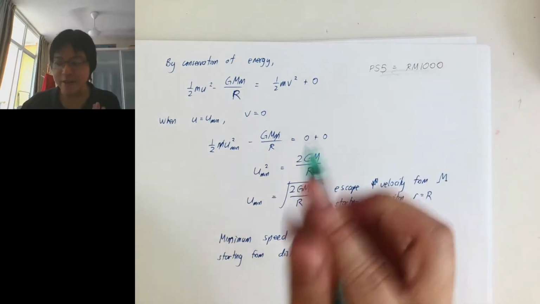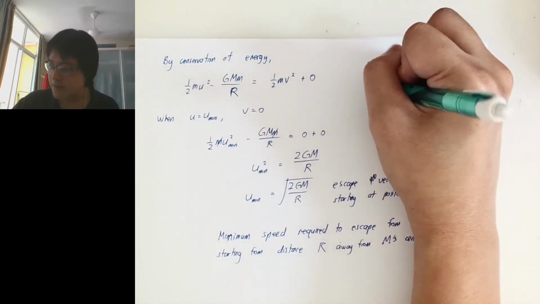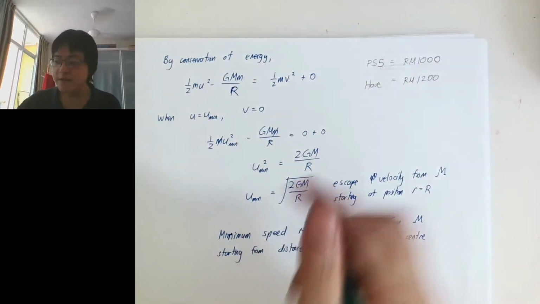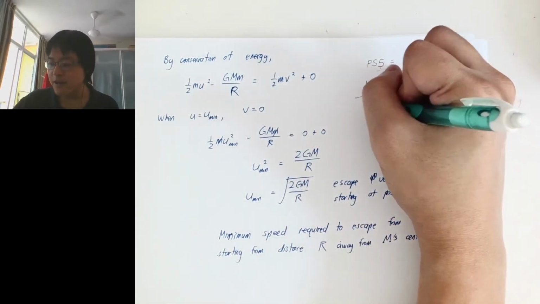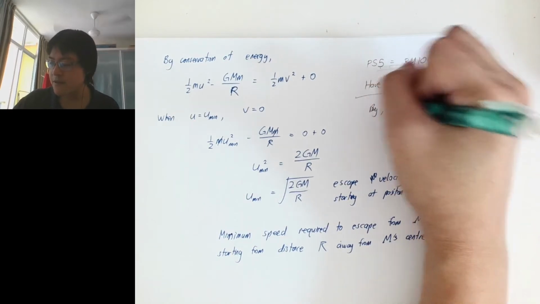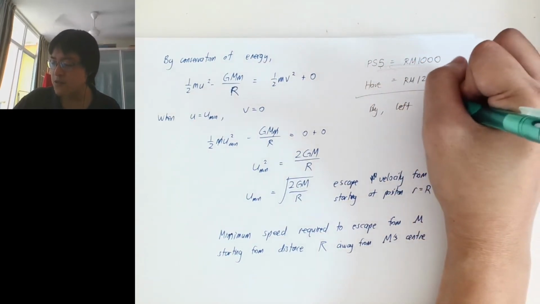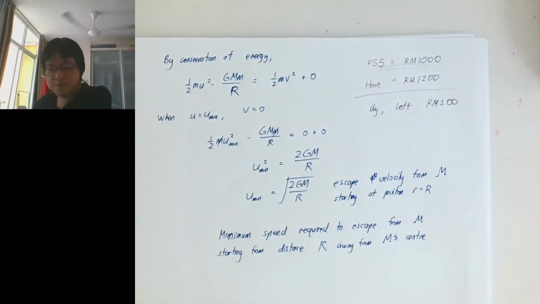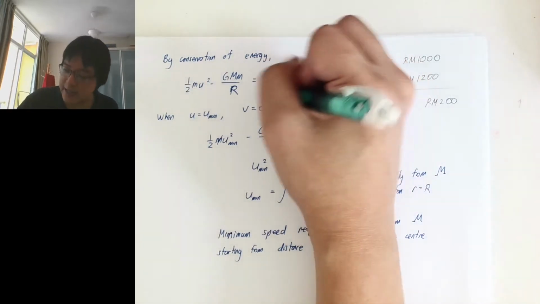So let's say, right, if you have 1,200 ringgit, right? Then you buy the PS5. So you buy already, then left with 200 ringgit. So you can use the 200 ringgit to do something else, right? So that's the extra thing. So this is the extra thing, right?